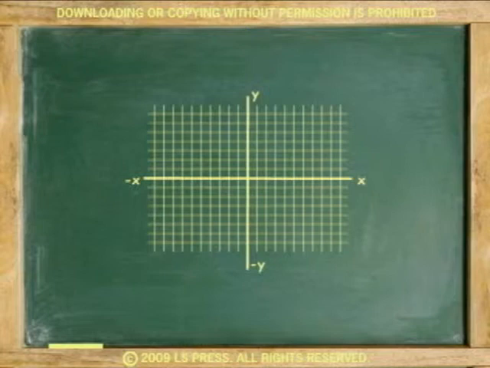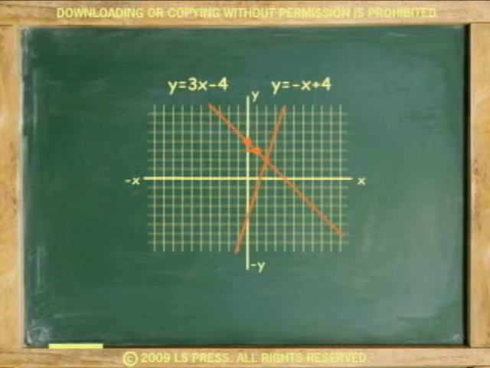Find the solution to the system of equations represented by y equals 3x minus 4 and y equals negative x plus 4. Using a graphical solution, plot the first equation where the y-intercept is (0, -4) and the slope, the coefficient of x, is 3.